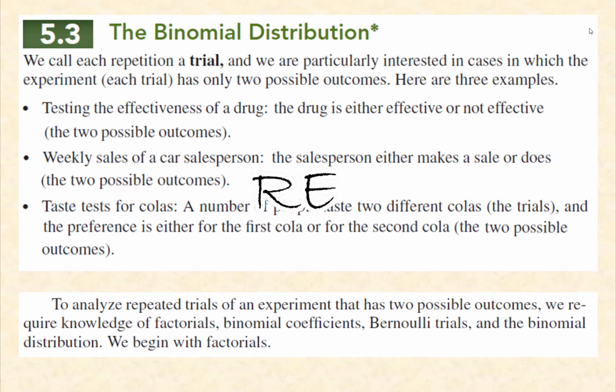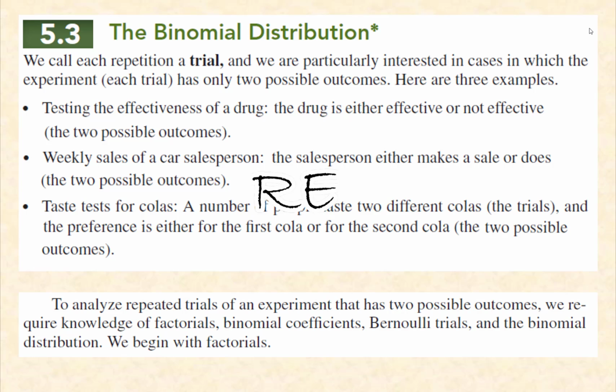Many applications of probability and statistics are concerned with the repetition of an experiment. We call each repetition a trial. And the cases that we are interested in are cases in which you have two possible outcomes. Testing the effectiveness of a drug, effective or not effective. The score of a basketball game, win or lose. Taste test for soda, Pepsi or Coke.